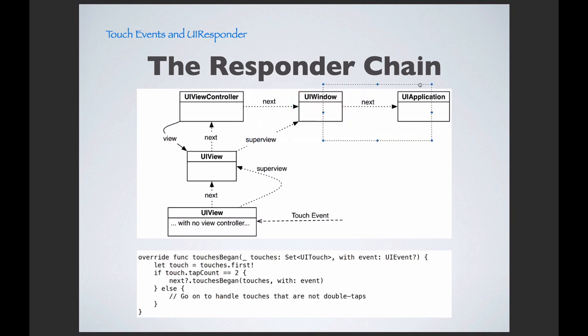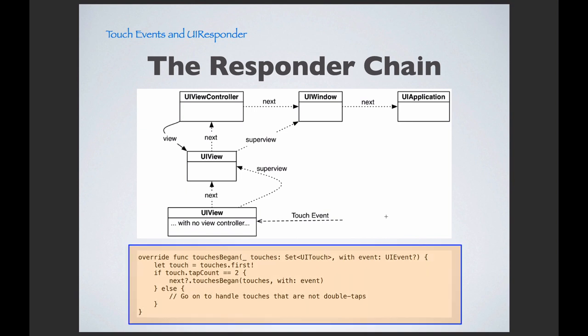The window's next responder is a singleton instance of your application. It calls the same method on its next responder. If a method is not overridden, its next responder will attempt to handle the touch event. If the application does not handle the event, then it is discarded. You can explicitly call a method on a next responder too. Let's say there is a view that tracks touches, but if a double tap occurs, its next responder should handle it. The code would look like this.